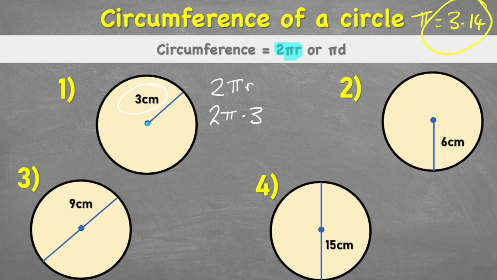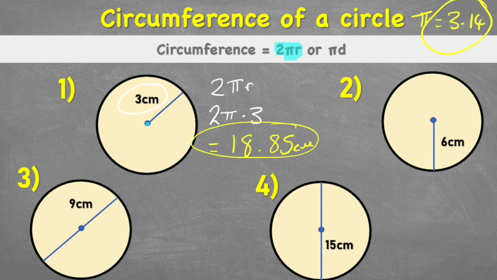But in this case, I'm going to use a calculator. So I'm doing 2 pi multiplied by 3, and I get an answer of 18.85. So the circumference for this first circle is 18.85. Let's not forget our units, centimeters.